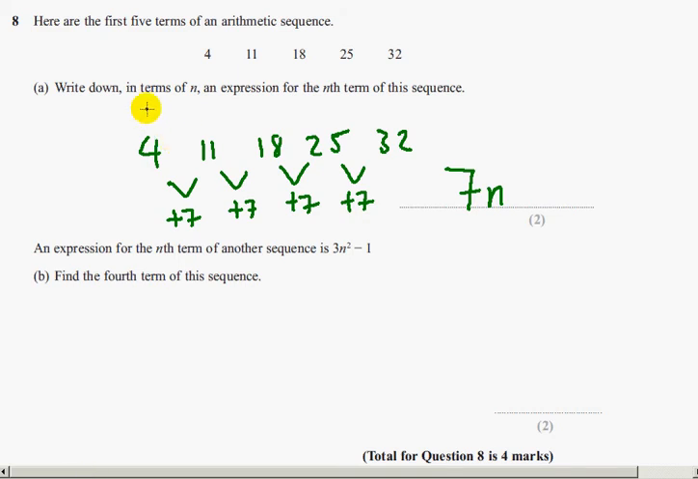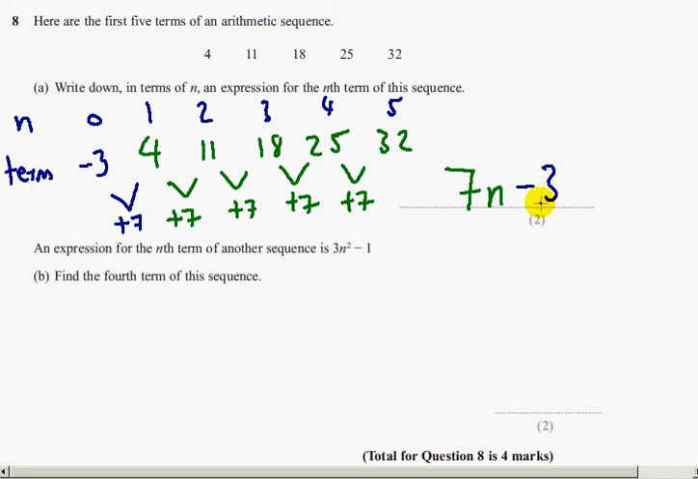Now, n is the position, so when n is 0, our term is minus 3, and that gives us the last bit of our nth term, 7n minus 3. So let's test it. When n is 5, we need to do 7 times 5, which is 35, take away 3, which gives us 32. When n is 3, we need to do 7 times 3, which is 21, take away 3, that gives us the 18. So 7n minus 3 is the nth term.